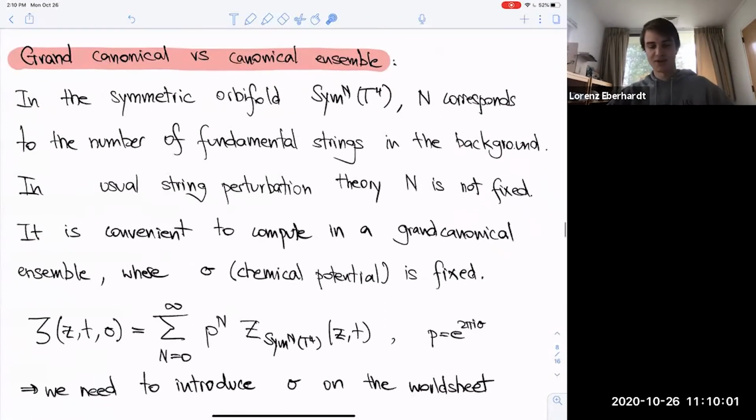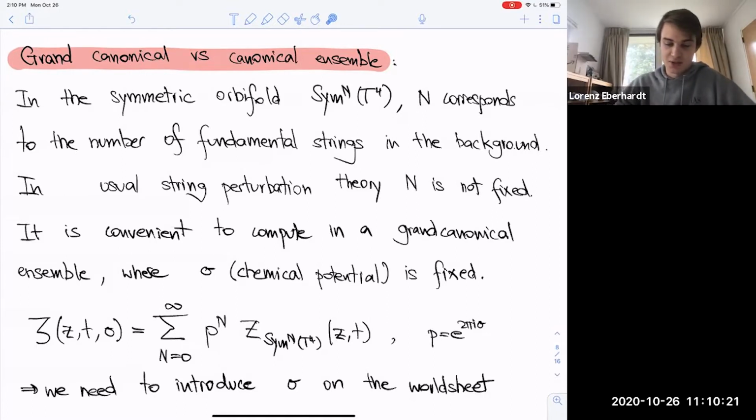Good. If it's clear, then let's try to go on and compute the string partition function. However, there will be an immediate problem that arises, because it turns out that you're computing in different ensembles in the boundary and in the bulk. That's an interesting puzzle.